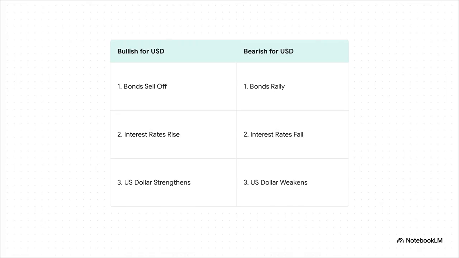So let's put it all together right here, side by side. This is the crucial part. For a bullish dollar scenario, here's the chain reaction. Bond prices fall. That causes interest rates to rise, and that strengthens the US dollar. The bearish scenario is just the exact opposite. This two-step logic is the engine for our entire analysis.